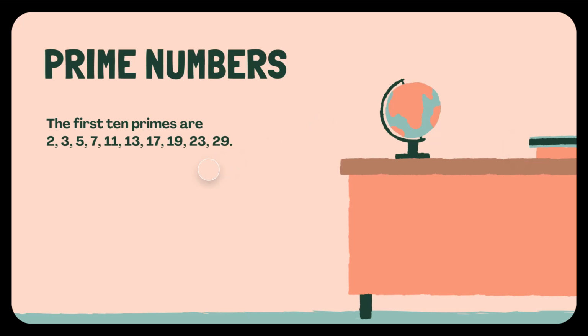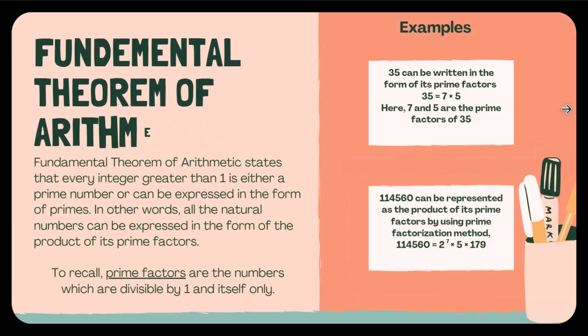What are the factors here? There are only 2 factors. What are the 2 factors? The number itself and 1. That's the logic, okay? Okay, so let's understand the fundamental theorem of arithmetic.